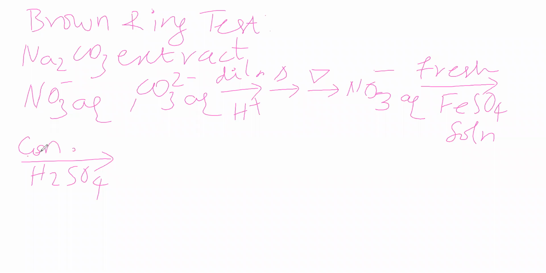Then what is obtained? A dark brown ring is obtained. We are getting a dark brown ring. It is called the brown ring test.